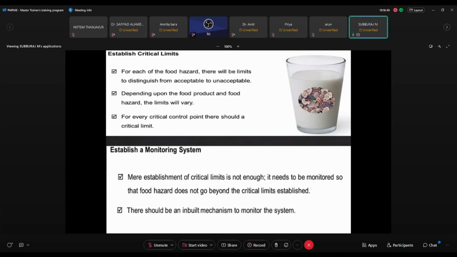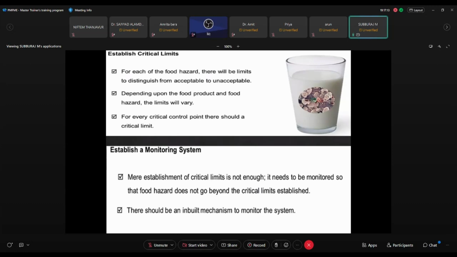So if pesticide is there, then we have to dilute it. Dilution means it goes below that, maybe 0.01 or 0.0, though BDL it won't go. But anyhow, we have to reduce the level within the prescribed limit. So we can add dilution. So this is establishing the critical limit.